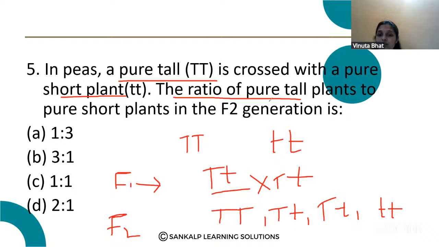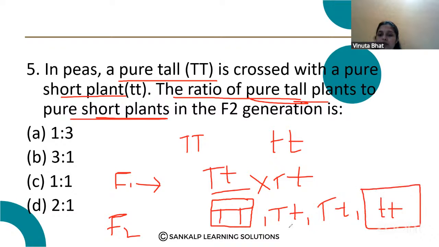Here, the ratio of the pure tall plants to the pure short plants in the F2 generation: pure tall plant is 1 and pure short plant is also 1. The remaining two have capital T, small t, so they are not pure tall plants. See the question properly: the ratio of pure tall plants to pure short plants in the F2 generation is 1 is to 1. The correct answer is option C, 1 is to 1.